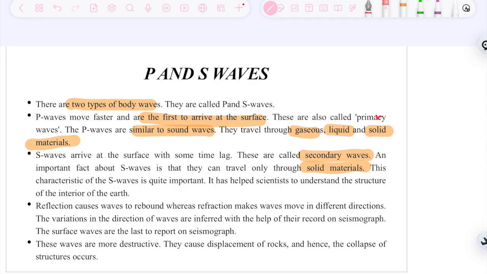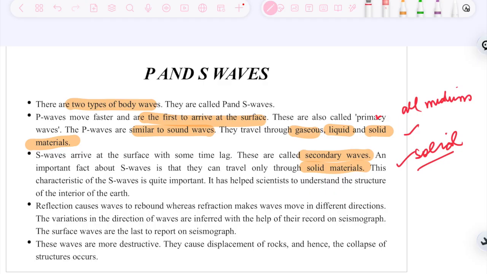So now what we have understood is that the key difference between P wave and S wave is that P wave travels through all the mediums and S wave only travels through solid medium. So if there is any layer in the Earth's interior which is gaseous or liquid or not solid, then S wave will not be detected at that point of time. And it is also important to understand that the seismograph will first identify P waves as they are primary waves, and later S waves or secondary waves will be identified.